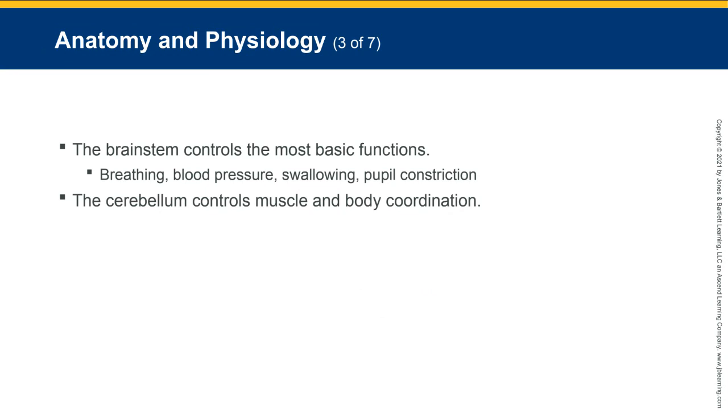So the brainstem controls the most basic functions: breathing, blood pressure, swallowing, pupil constriction. Life-sustaining functions are also controlled by the brainstem. The cerebellum, the B and L in cerebellum, you will use that to remember balance and coordinated movement. So balance and coordination is the cerebellum.